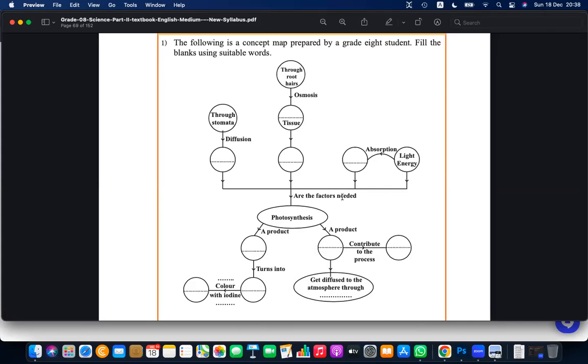So these are the factors needed for photosynthesis. What are the factors needed for photosynthesis? Light energy is one thing. Then? Chlorophyll. Chlorophyll is needed, but it is not absorbed. Carbon dioxide. Yes, here you can say carbon dioxide. From the air, carbon dioxide is absorbed. Okay, then here?